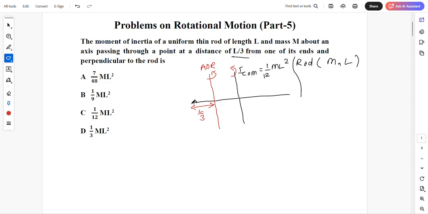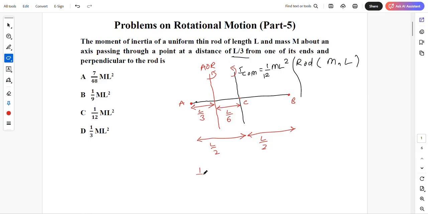Let us say the rod is point A to B. This is B and this is A. This is C here, the center. A to C is how much? This is L by 2. And C to B is how much? L by 2. Then how much will this distance be? This will be L by 2 minus L by 3, that is L by 6. This will be L by 6.